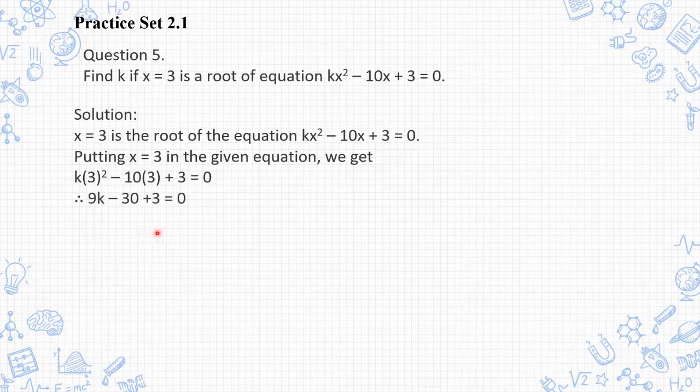You take this minus 27 on the other side, it will be plus 27. So you have 9k equal to 27. Now if you take the 9 on the other side, it will get divided. So you have k is equal to 27 upon 9. So 27 divided by 9 is 3. So the value of k is 3.